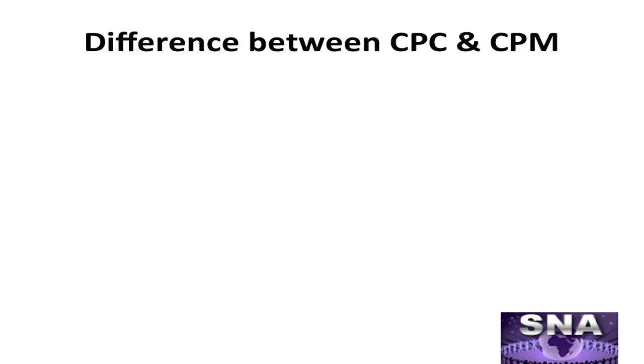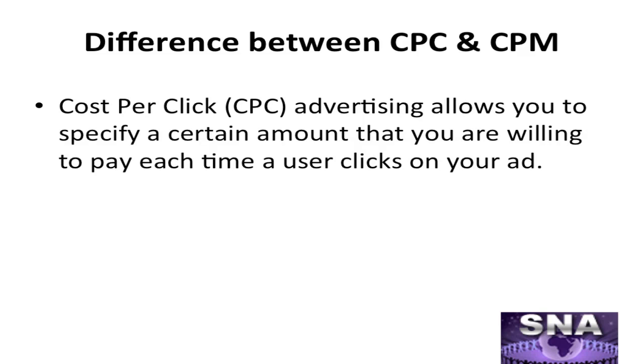Okay, very quickly, the difference between cost per click and cost per mil, or cost per impression. Cost per click advertising allows you to specify a certain amount that you're willing to pay each time a user clicks on your ad. So, very simple, ladies and gentlemen: you run an ad, it might show 1,000 times, and then 10 people click on that ad, and each time they click on that ad, it costs you 50 cents. That means 10 times 50 cents, it will cost you $5.